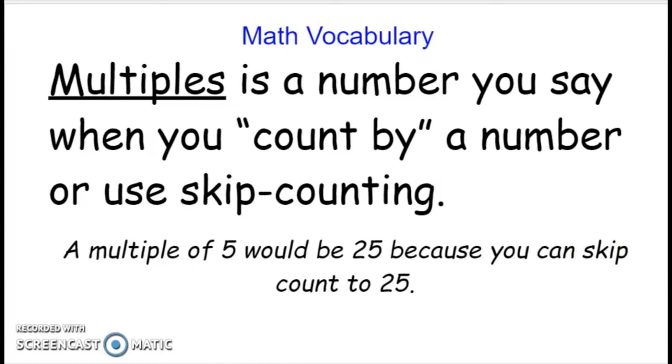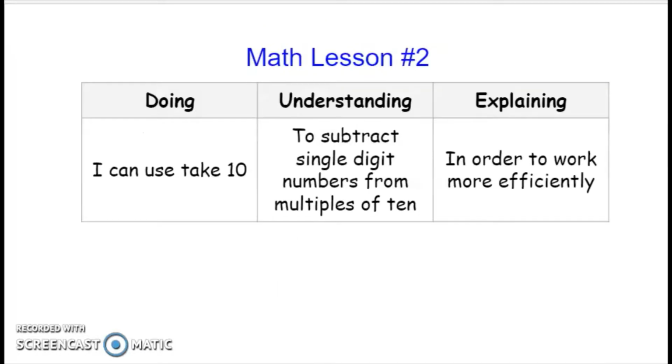Now that we've learned a little bit about what a multiple is, let's see how we make sense of it in our objective. Single digit numbers are like 1, 2, 3, 4, 5, 6, 7, 8, 9. They're numbers that only have one digit. So we're going to use take 10 to subtract single digit numbers from multiples of 10. If you're skip counting by tens, a multiple of 10 would be like 10, 20, 30, 40, 50, 60, 70, 80, 90, and 100.